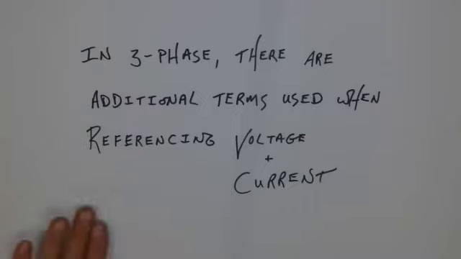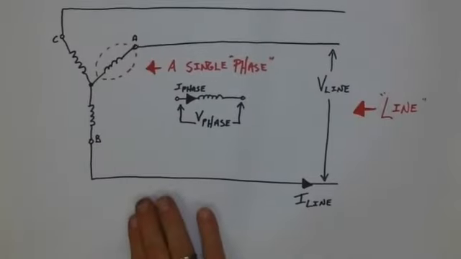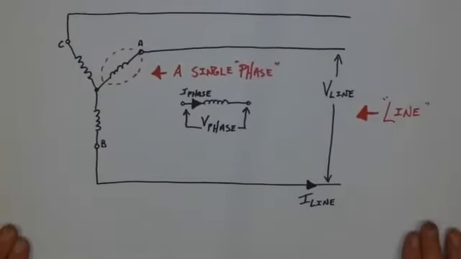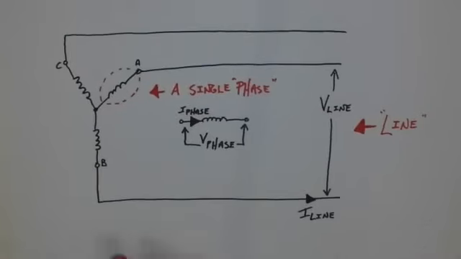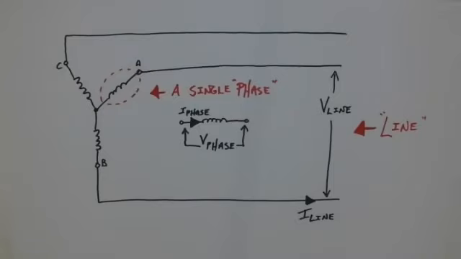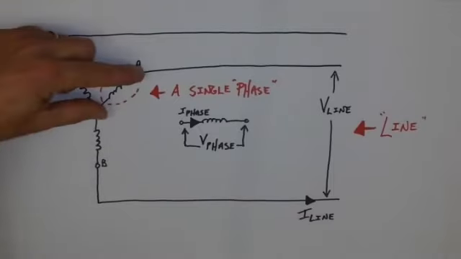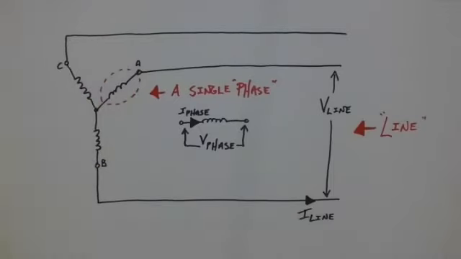When we're dealing with a Y system, the following are standard rules. What we have is three individual single phases. These single phases have both a current and a voltage. We're looking at a source right now, which means that there are three individual windings on the alternator that are separated by 120 degrees. As the alternator spins, it generates an individual voltage.